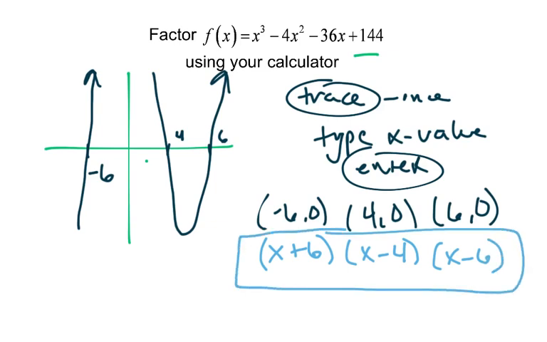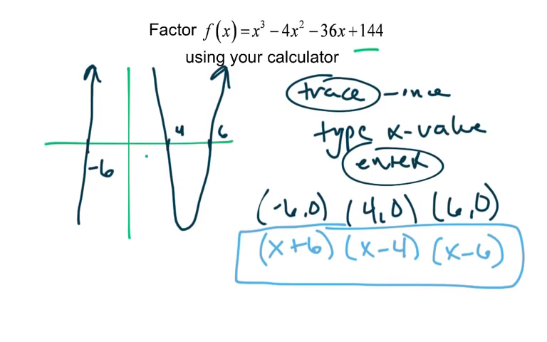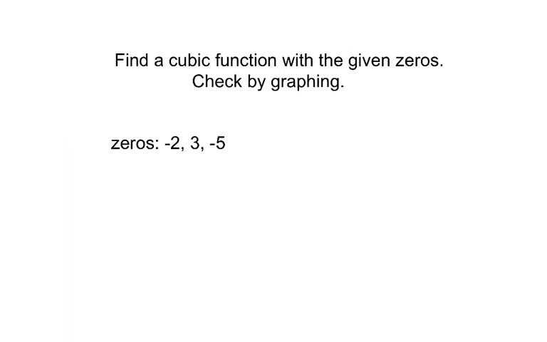So that's it factored out. Alright, moving on. The next one is to find a cubic function with the given zeros. And we're going to check by graphing.